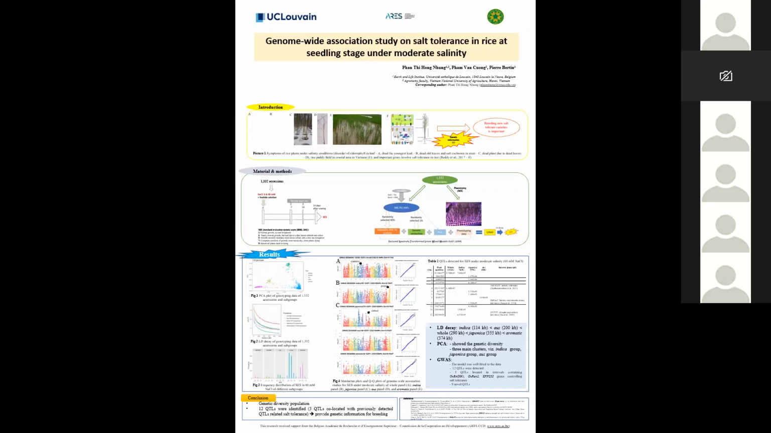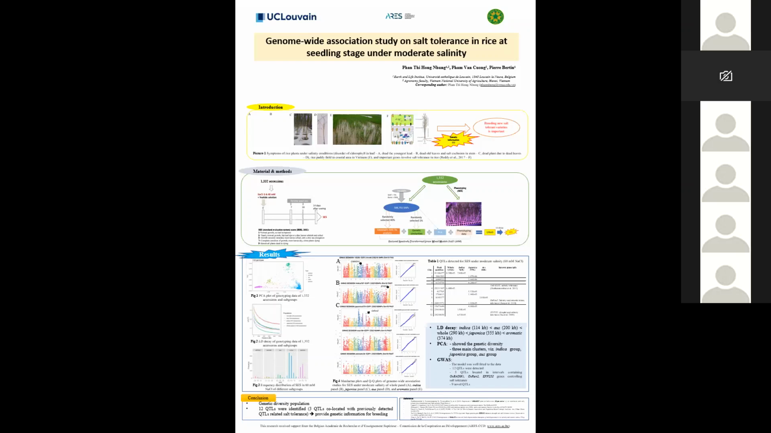The next column is about the Manhattan and QQ plots of the genome-wide association study for SES score, with letters A, B, C, D, E, F. Sorry, it didn't appear here. But A is the whole population, B is the indica subgroup, C is the japonica subgroup, D is the aus subgroup, and E is the aromatic subgroup. And the right side is the QQ plot. If we see the QQ plot, we can see the model is well fitted to the data, so we can use this model for the result.